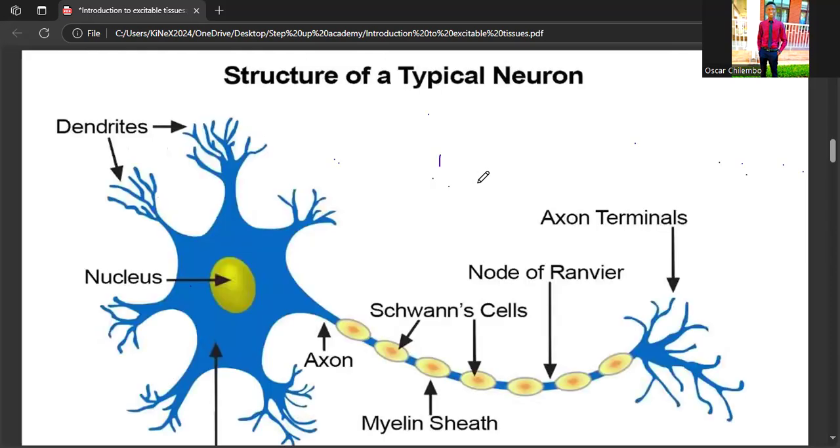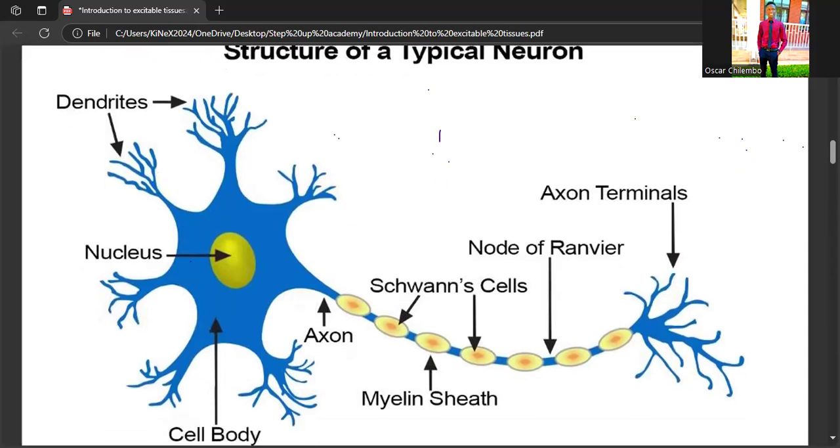This is a typical structure of a neuron. A neuron has parts, and these parts play very important functions. When you look at the neuron, we have the cell body, which contains the nucleus. Then we also have the dendrites, the axon, the myelin sheath, the Schwann cells, the nodes of Ranvier, and the axon terminus.